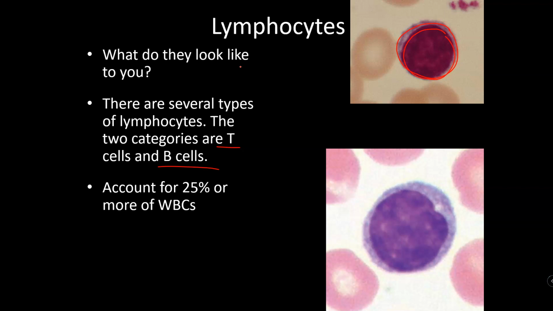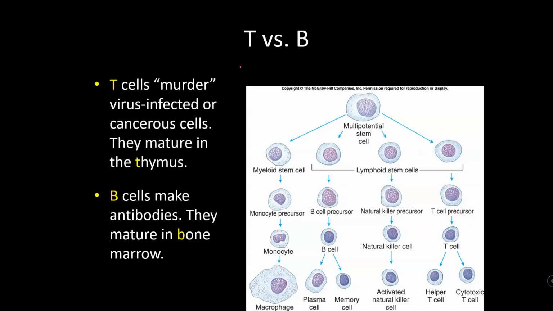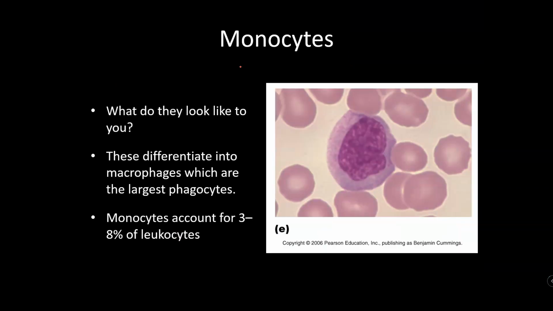Nucleus, lymphocytes. We will talk about lymphocytes way more when we get to the immune system. T lymphocytes mature in the thymus gland. B lymphocytes mature in the bone marrow. Again, we will talk about them in more detail later.